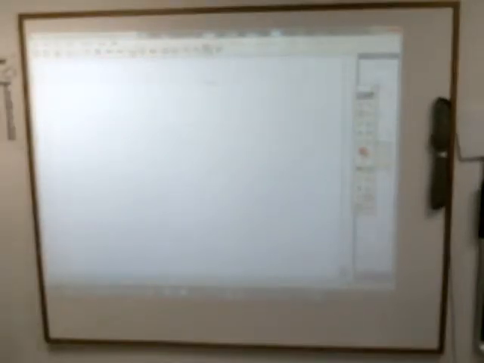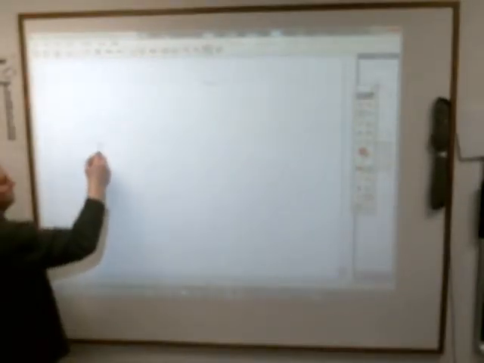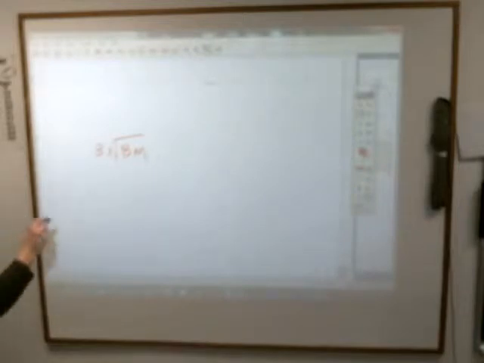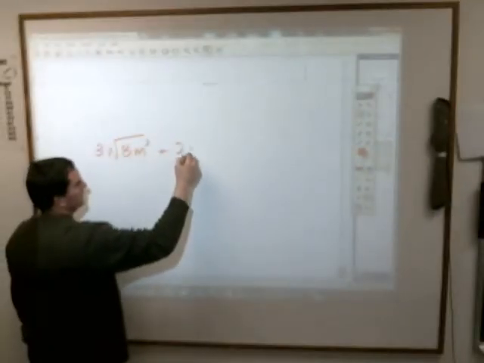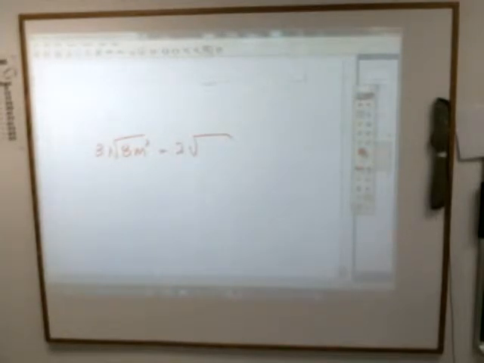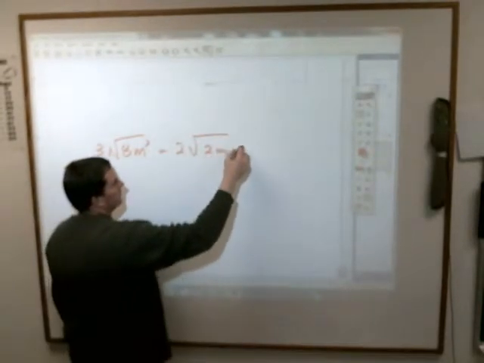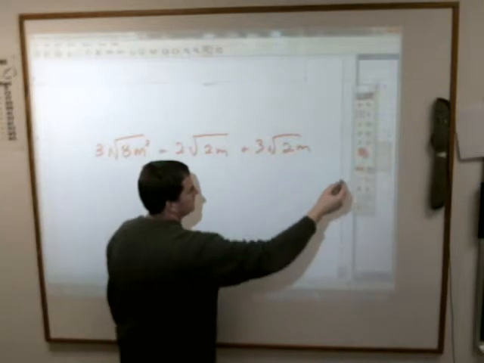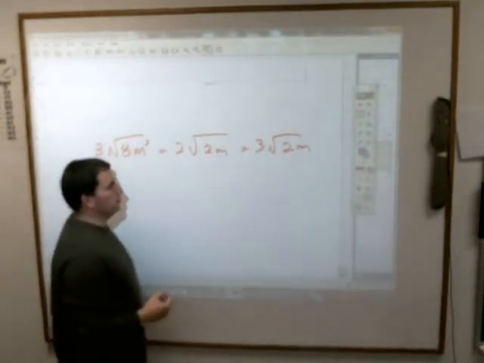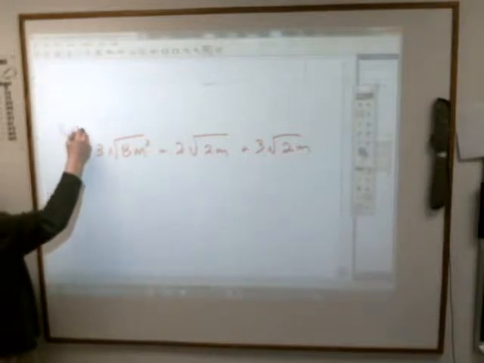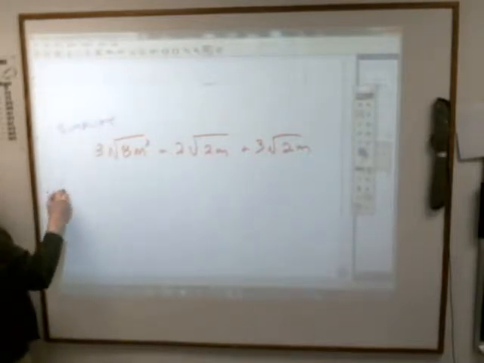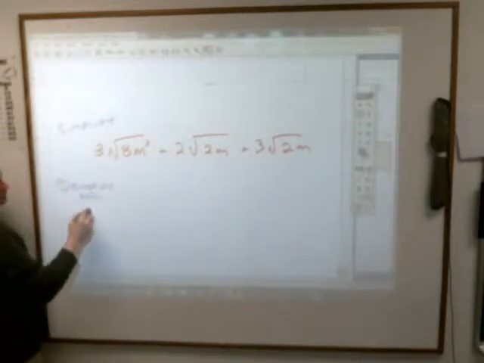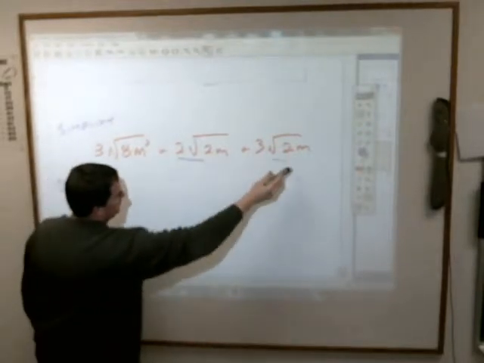For example, write this out: 3 times the square root of 8m cubed, plus 2 times the square root of 2m, plus 3 times the square root of 2m. They can ask you to simplify this. Step number one is you have to simplify each term. Luckily for you, those last two you can't break down.